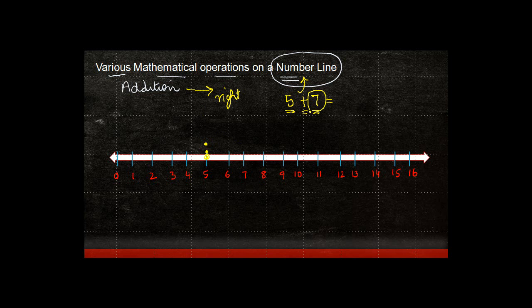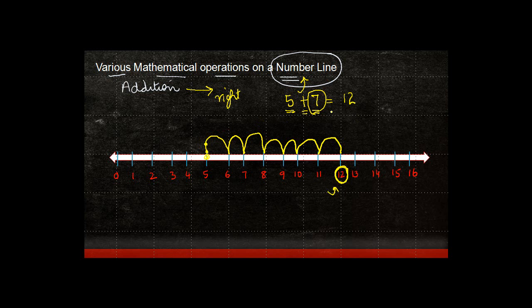How many places? 7 places. So 1, 2, 3, 4, 5, 6, 7. And the point where you actually reach at the last number is the answer. Or in other words, 5 plus 7 is equal to 12. And this you can find out even if you were to do a normal addition.